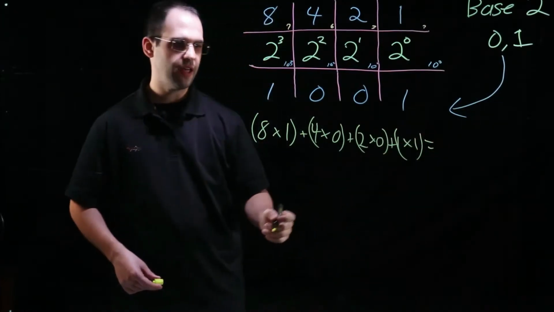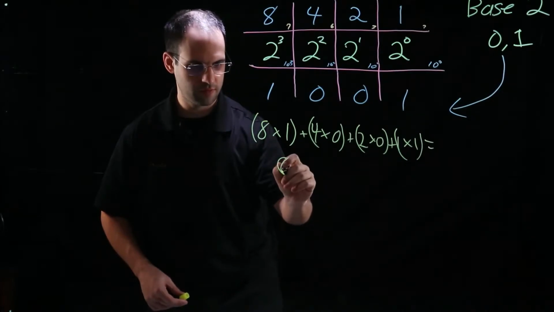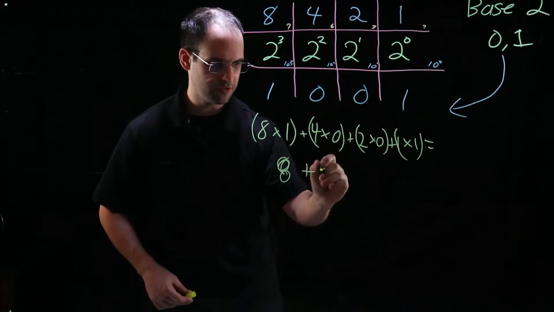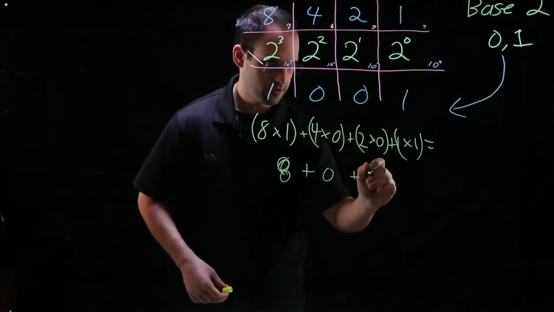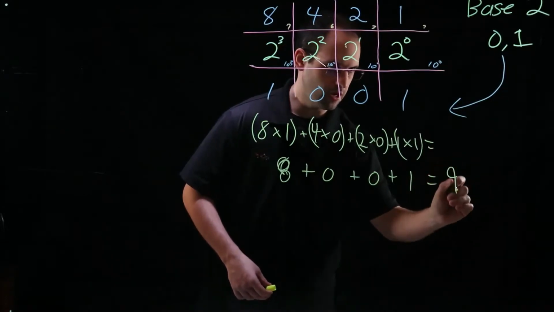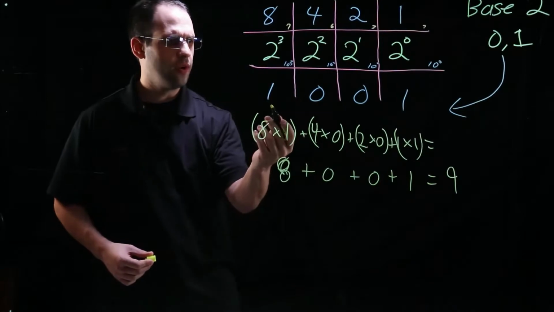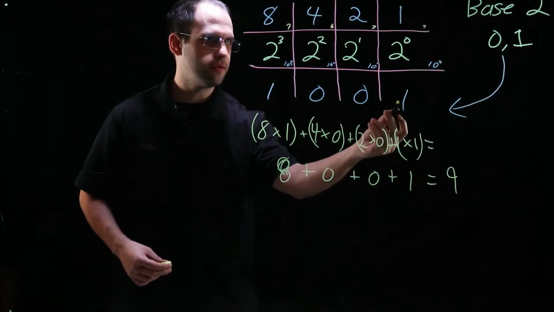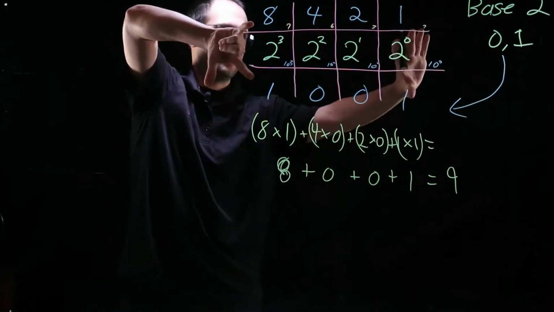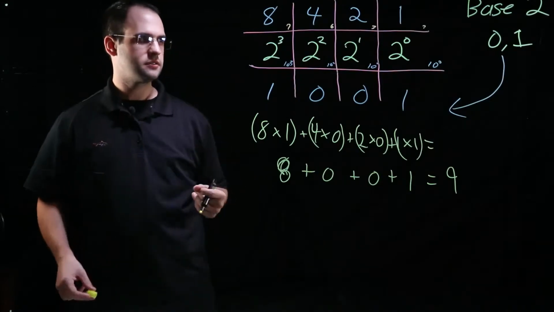Okay, and if we add these all together, we get 8, oops, my bad, plus 0, plus 0, plus 1 equals 9. So in binary, we can derive that 1001 has a value of 8 and 1, all right? So let's break this down.